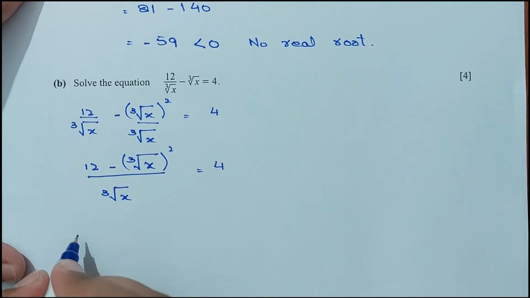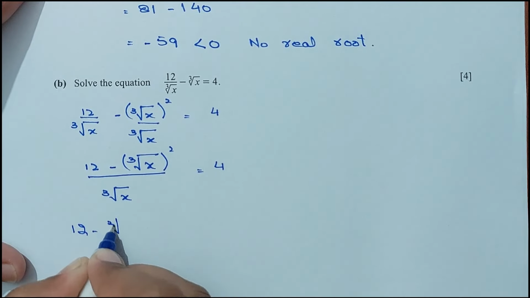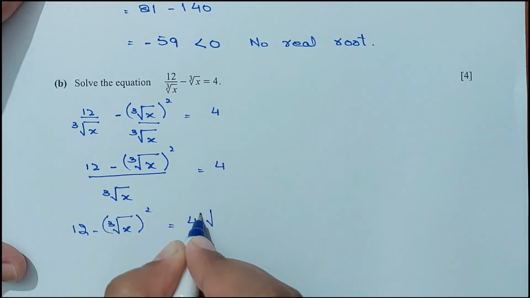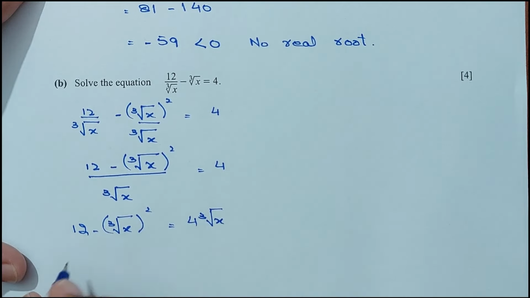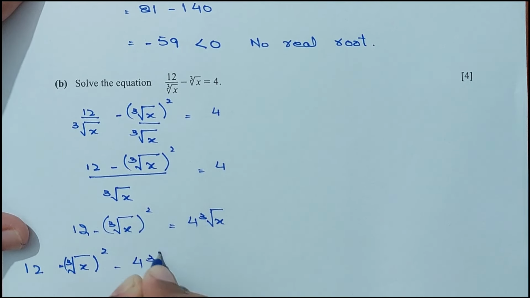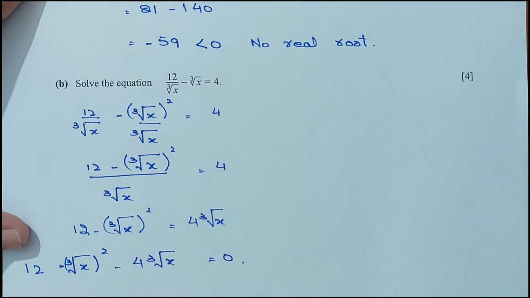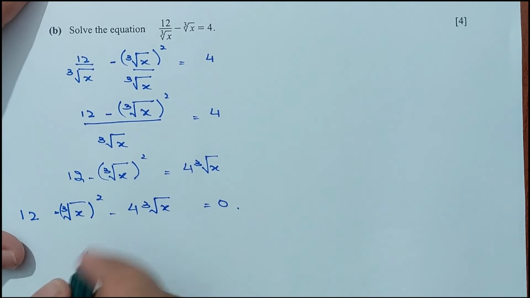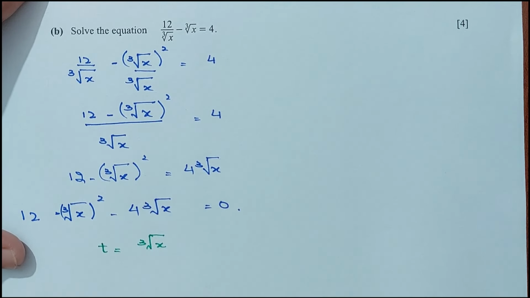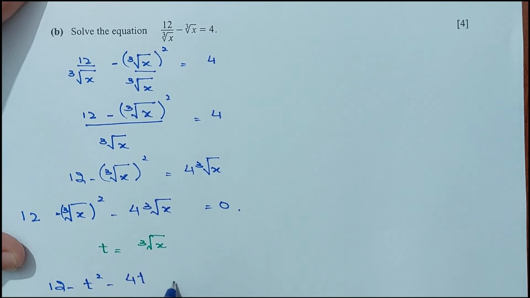Now let me do the cross multiplication. 12 minus cube root of x whole square, and shifting the equals to 4 into cube root of x. Now shifting this term over here, this would be negative of cube root of x. This is 12 minus its whole square, and minus 4 cube root of x equals to 0. To make it simple, let me suppose that t is equal to cube root of x. So this is 12 minus t square minus 4t. This is equal to 0.